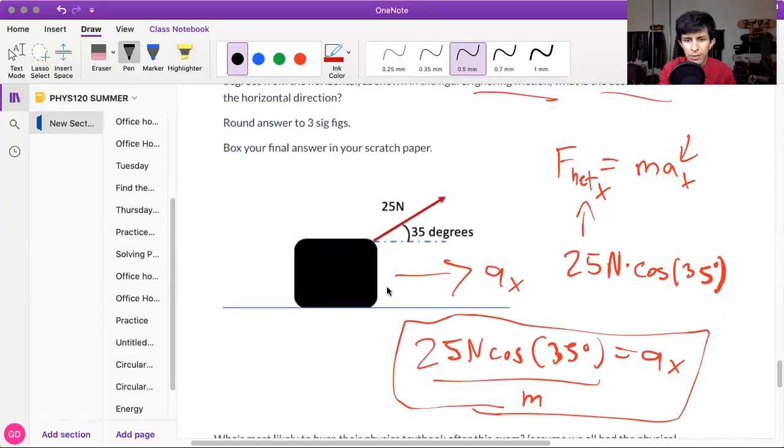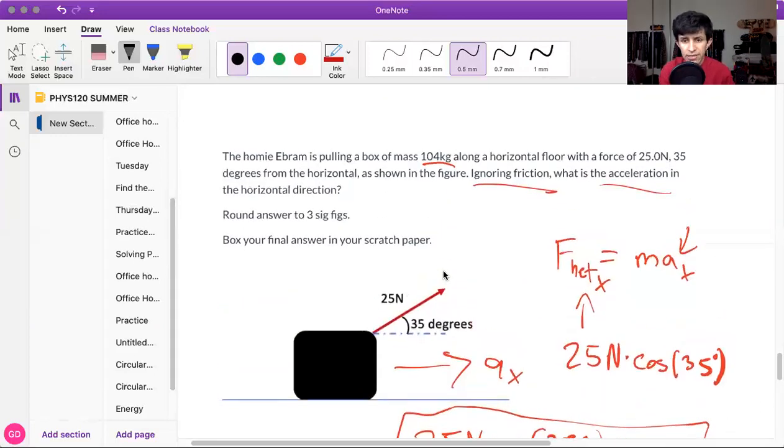And the reason for that is because this problem is asking, so you're ignoring friction. There's no friction, so there is no force pointing opposite of the motion of this block or box, and you just want to find what the acceleration is in the horizontal direction as somebody pulls it 25 newtons, 35 degrees from the horizontal. You can think of it like a backpack and you're pulling it at an angle because you don't pull it perfectly horizontal.